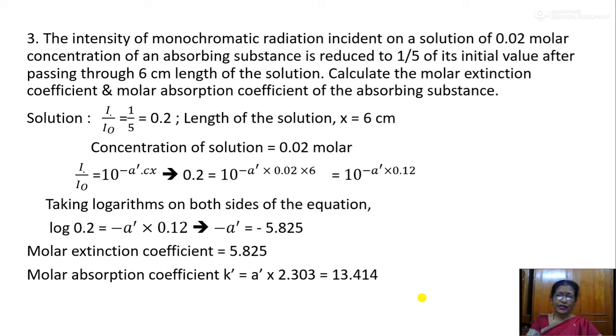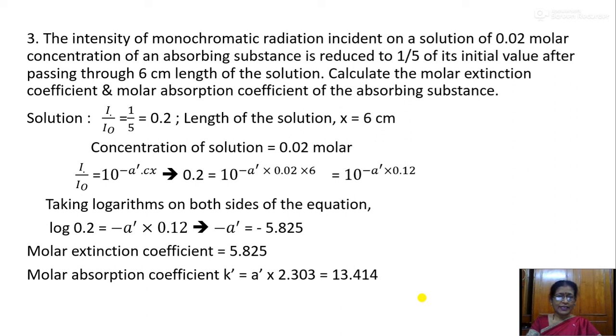The third problem. The intensity of monochromatic radiation incident on a solution of 0.02 molar concentration of an absorbing substance is reduced to 1 by 5 of its initial value after passing through 6 centimeter length of the solution. Calculate the molar extinction coefficient and molar absorption coefficient of the absorbing substance. Now, the reduced intensity will be 1 over 5, which is equal to 0.2. Length of the solution is x, that is equal to 6 centimeter. Concentration of the solution is 0.02 molar.